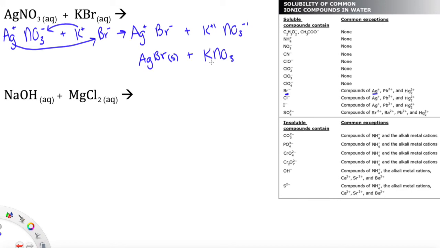So potassium is our positively charged ion, so we're going to look for nitrate in our list. And nitrate is right here. And there are no exceptions, so that means all of the compounds that nitrate forms are going to be soluble in water. And since it's soluble, I'm going to say that it's going to remain in aqueous solution.